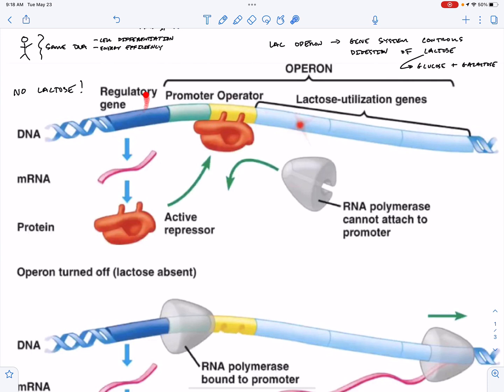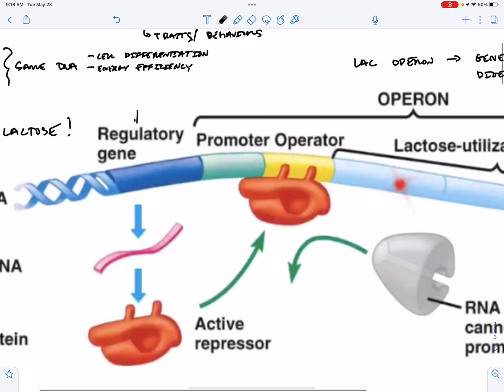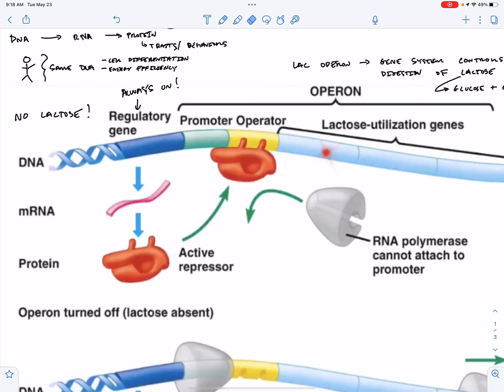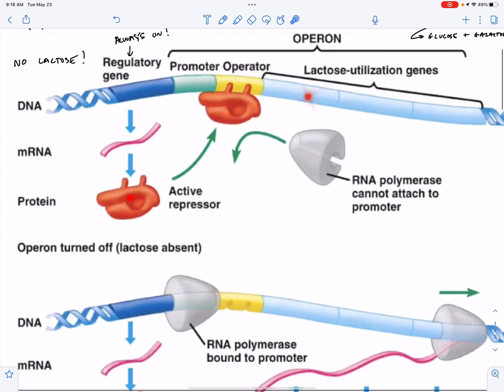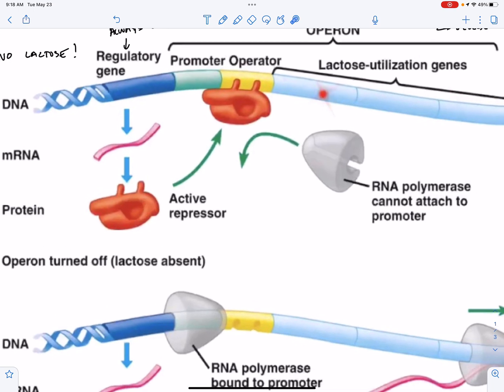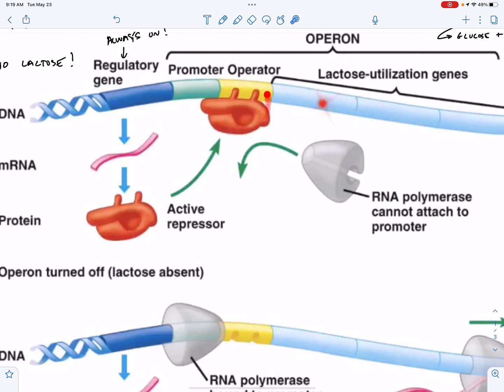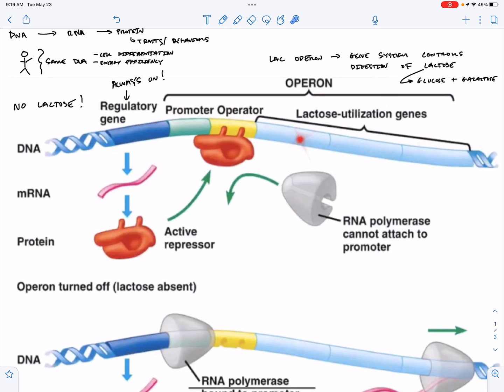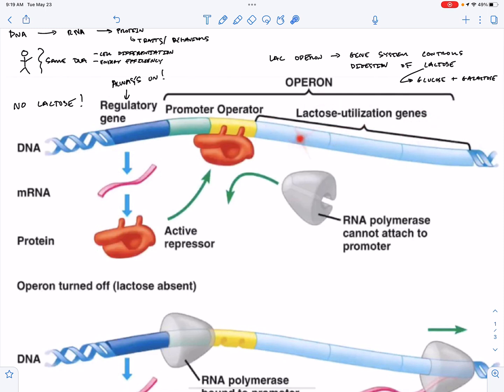So there's a regulatory gene that is always on. We call this constitutively on. The regulatory gene codes for an mRNA, which codes for a protein that is a repressor protein. The repressor protein can bind to the DNA, and it can block RNA polymerase from binding to the promoter and moving down the operator into the lactose utilization gene area.